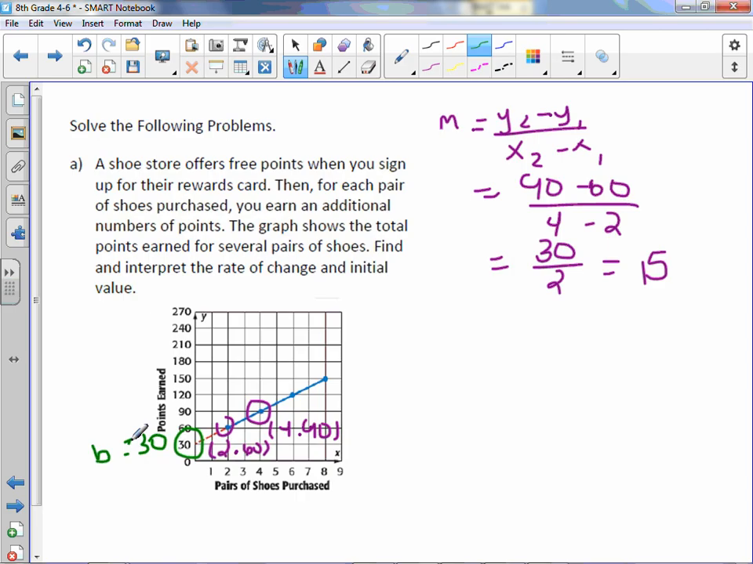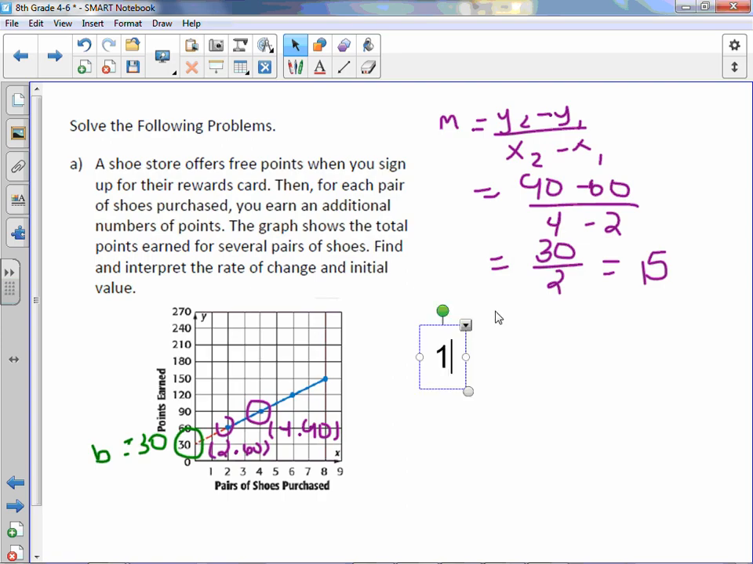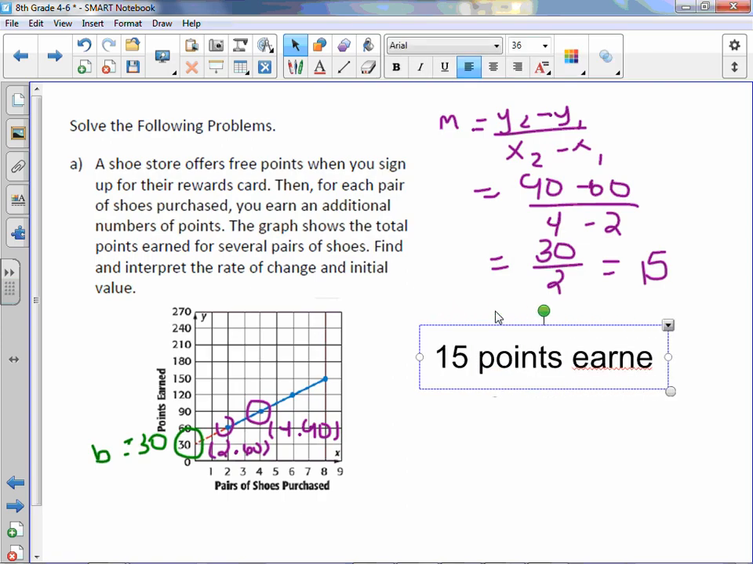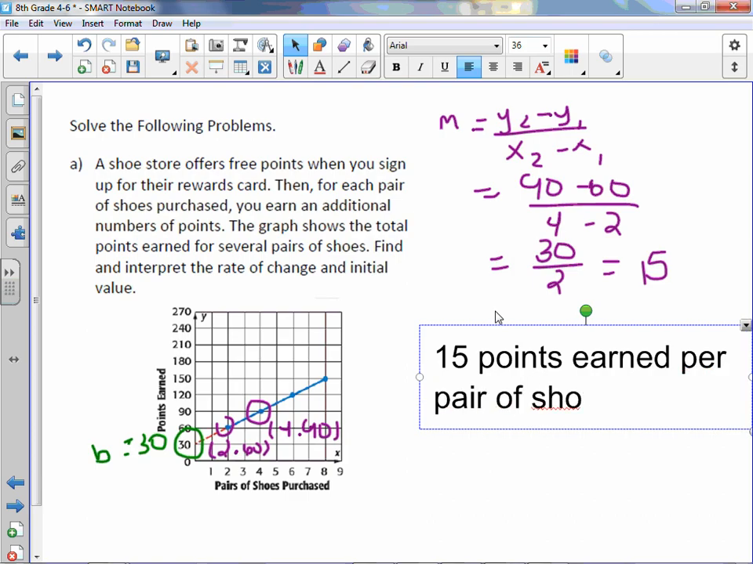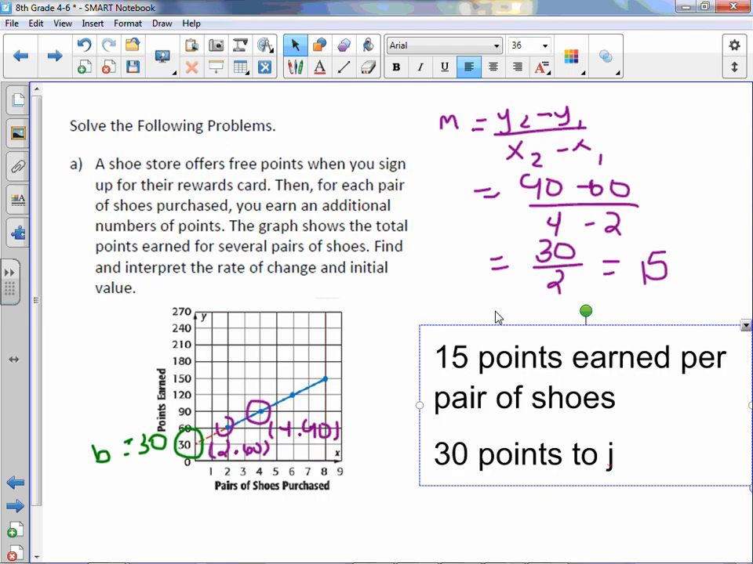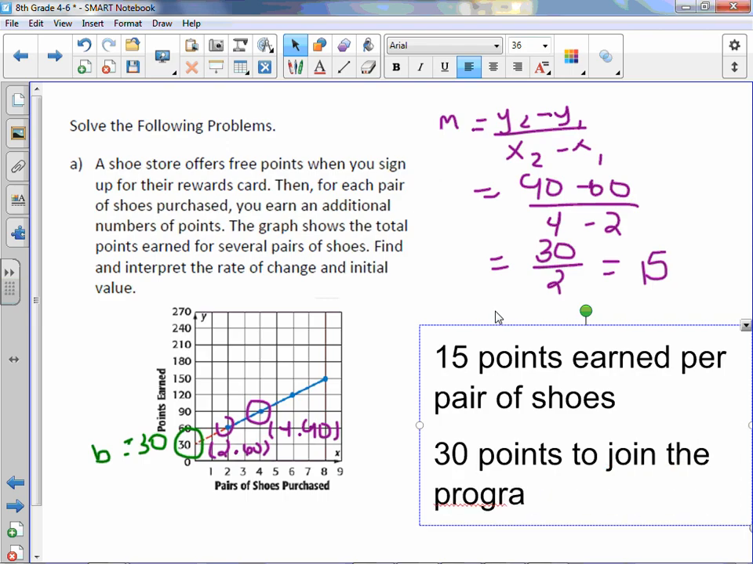So now we have to write down what they mean. Well, our rate of change of 15 means that there are 15 points earned per pair of shoes. And the initial value of 30, the y-intercept of 30, means that there are 30 points to join the program.